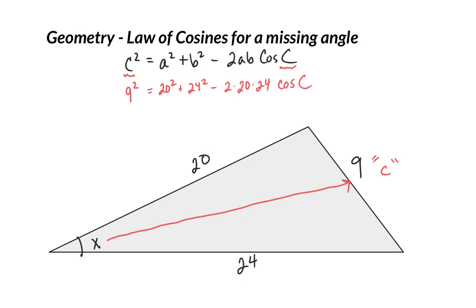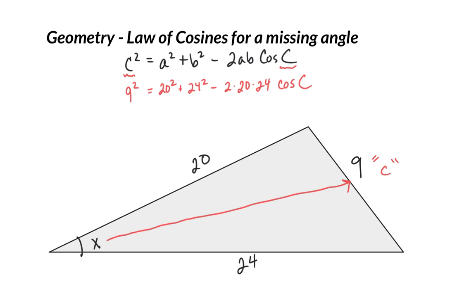Now, it really is up to you how you'd like to proceed. If you'd like to actually type these numbers in and figure them out, that's not a bad start. Another thing you could do is start moving things over. You could subtract over a 20 squared, a 24 squared. Since this whole thing is being multiplied by cosine C, I could divide by this negative thing right here. For this first example, I'm just going to figure out what each of these pieces are.